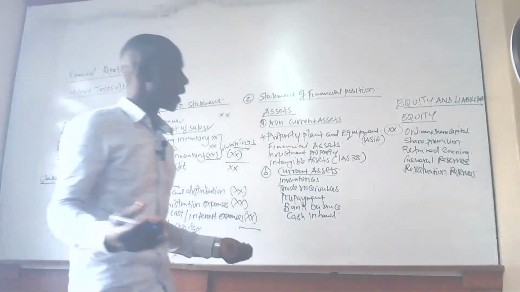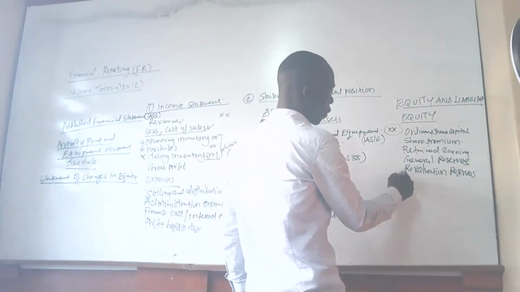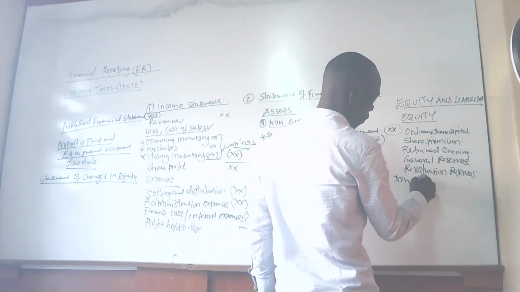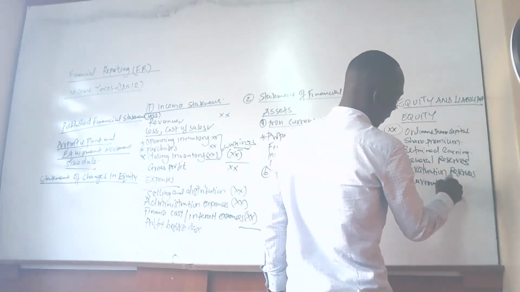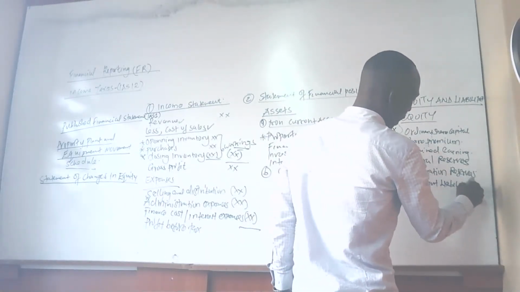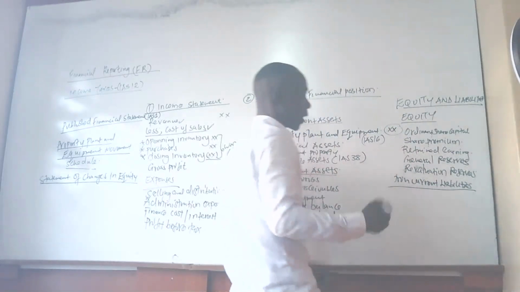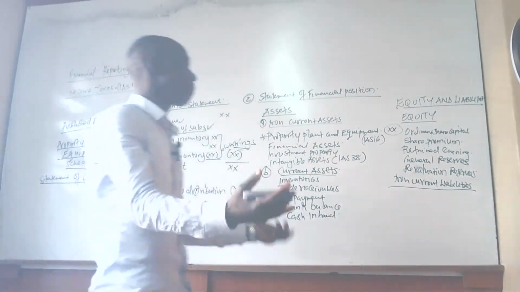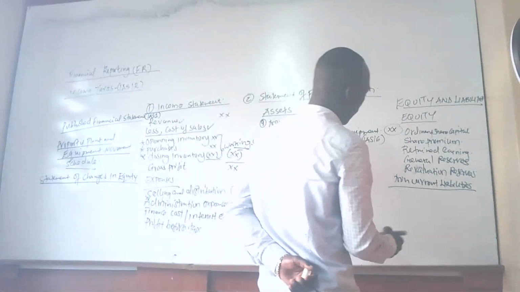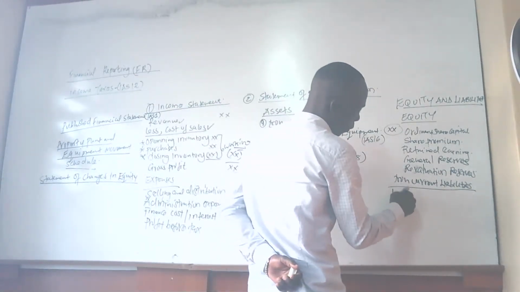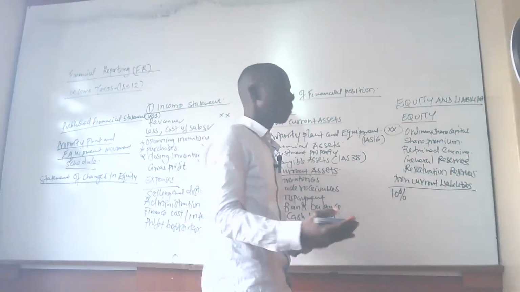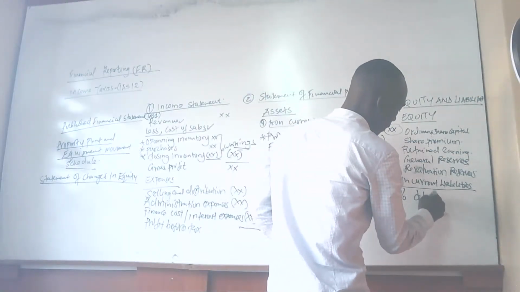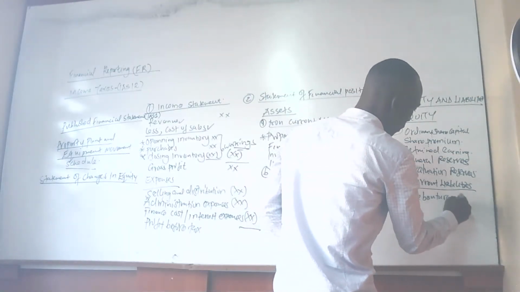Then from there, now we can look at non-current liabilities. We have non-current liabilities. And for the non-current liabilities, here we normally talk about, for example, the debentures. You may find the examiner talking about the 10% debentures.